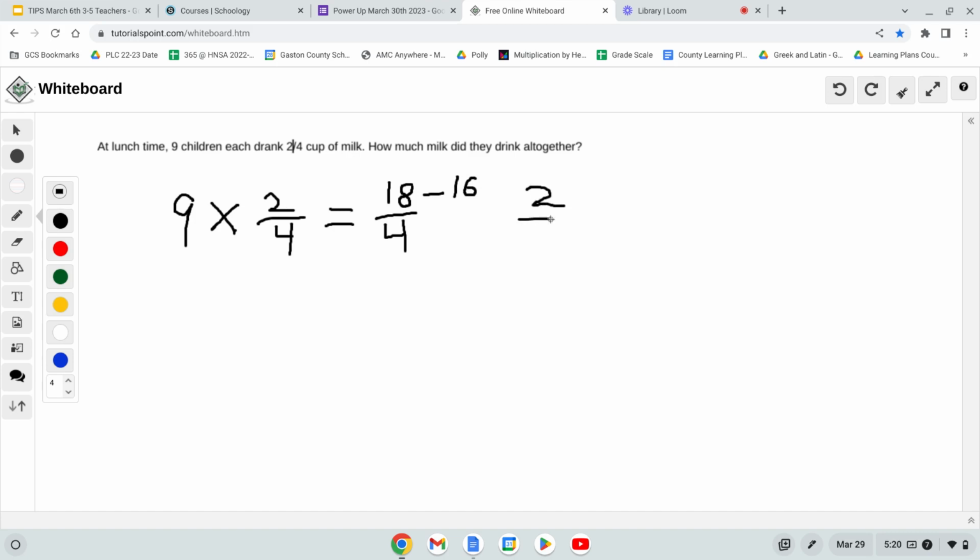And then our denominator stays the same, which is 4. All right, and then remember, how many wholes did we take out of here? 4. So we got to put that right here. So you have 4 plus the 2/4 equals 4 and 2/4.